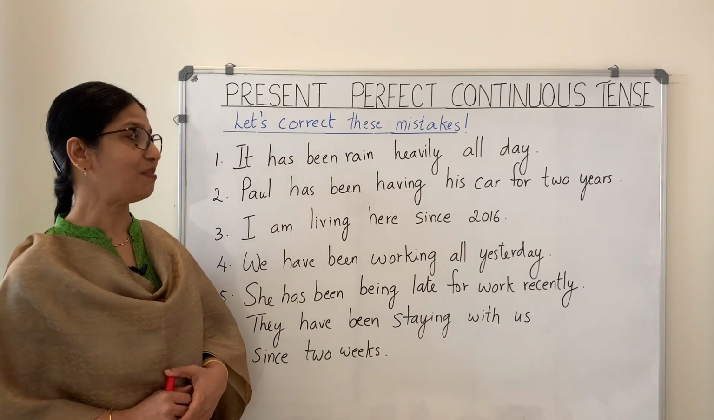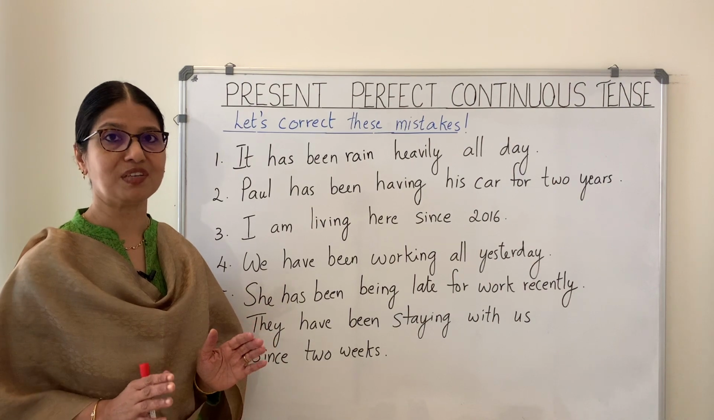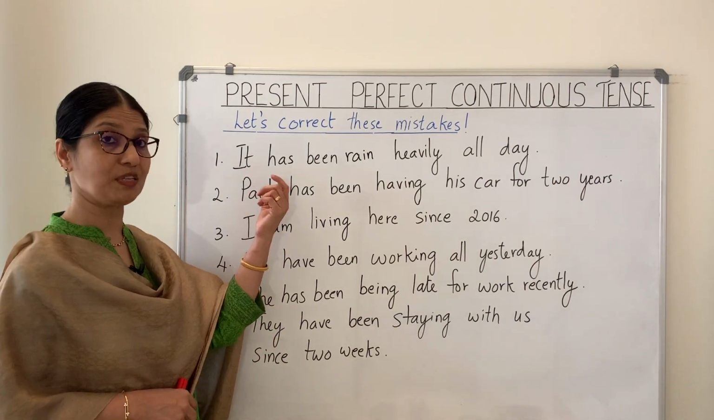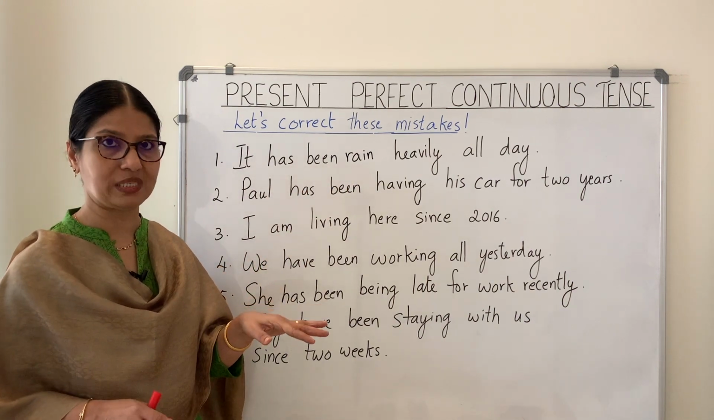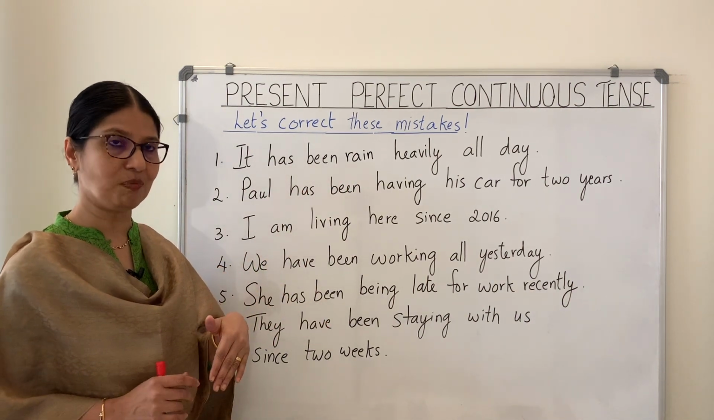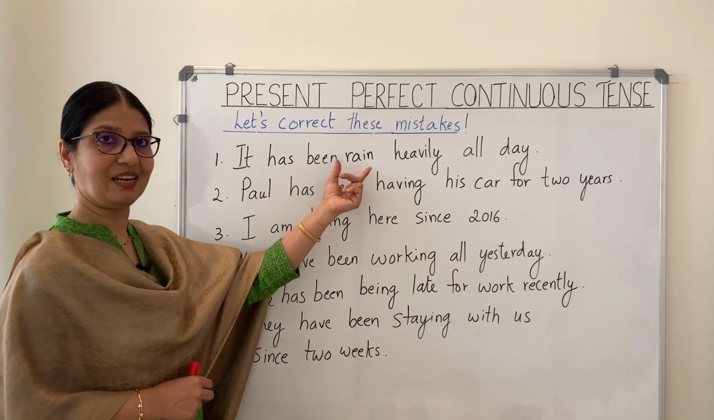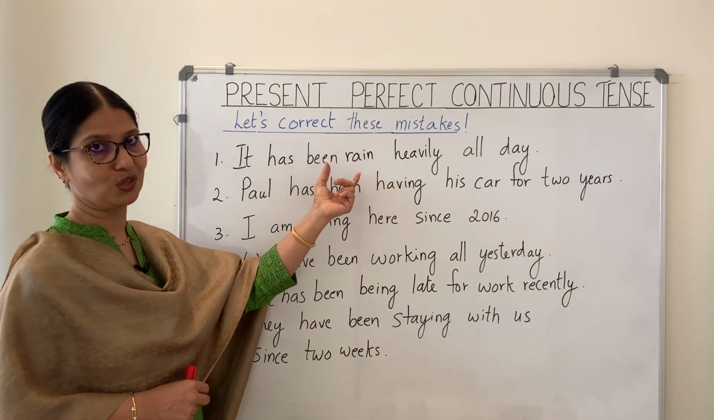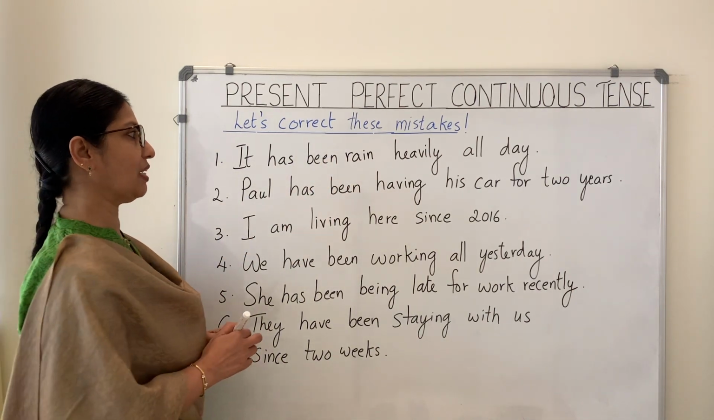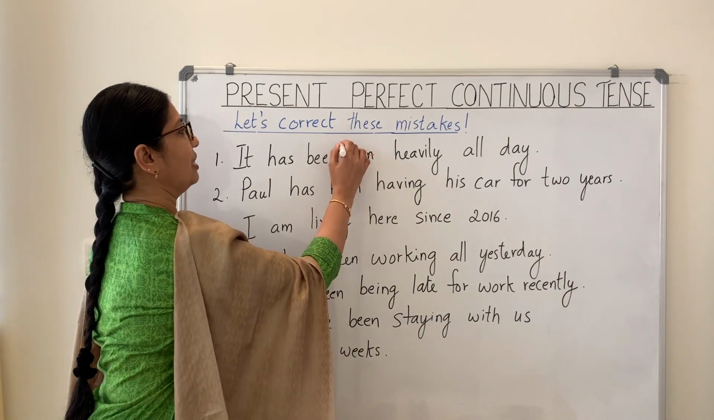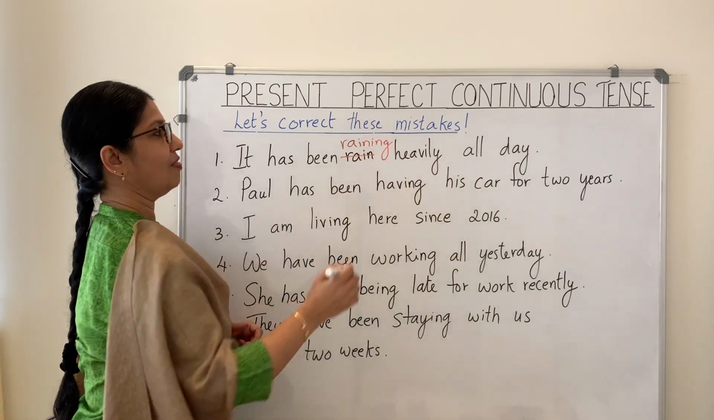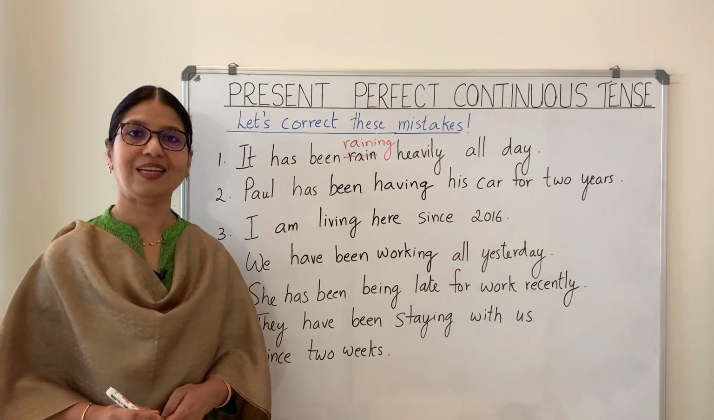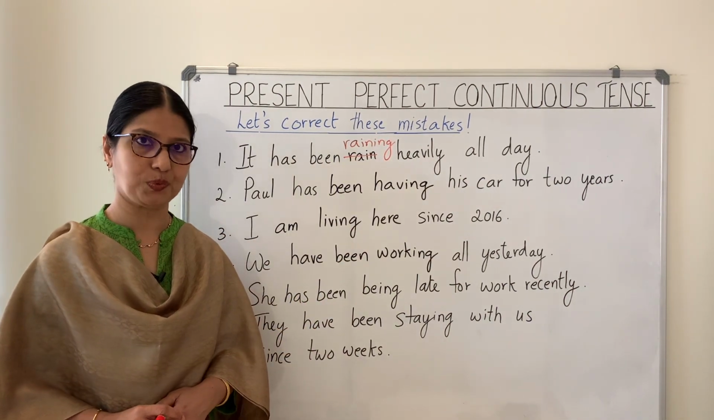You can see that the mistake here is with the form of the verb tense itself. We have used the present perfect continuous tense because we have the keyword all day. So it should be the continuous form. But here the verb is rain. The ing form is not used. So this should be corrected. And we write, it has been raining heavily all day. Now moving on to sentence number 2.